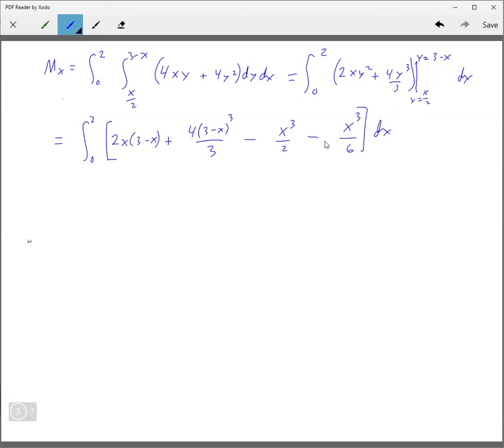Okay. If you expand all these out, wait, I made a mistake. This is 3 minus x squared right there. Okay, so I already worked this out. If you expand everything out right here, then expand that out, cancel everything that can be canceled. It turns out that you end up with this.